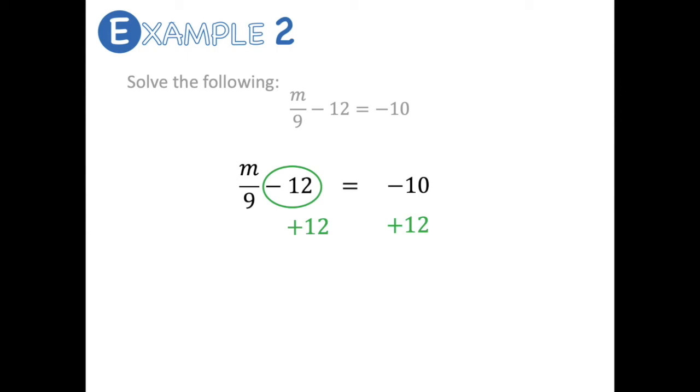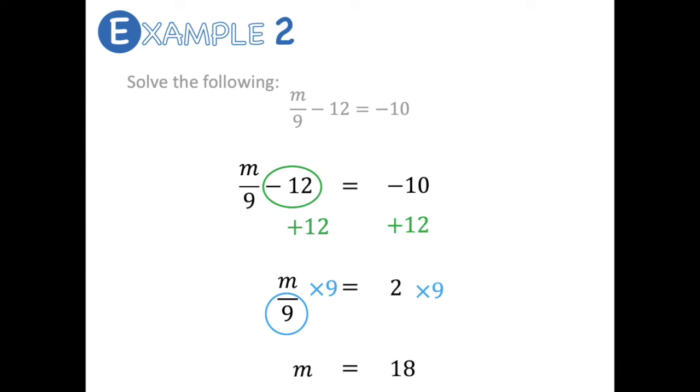On my left-hand side, I'm left with m divided by 9, and that is going to be equal to negative 10 plus 12, which is 2. So m divided by 9 is equal to 2. I still need to do another step, and that step is to remove the divided by 9 on the left-hand side. The opposite of divide by 9 is multiply by 9, and I need to multiply by 9 on both sides. So m is going to equal 2 multiplied by 9. So m is equal to 18.